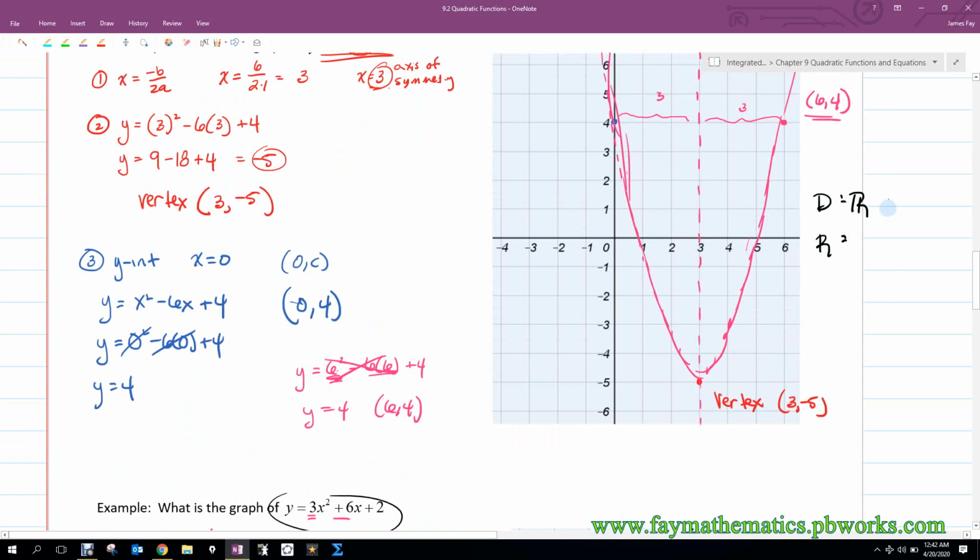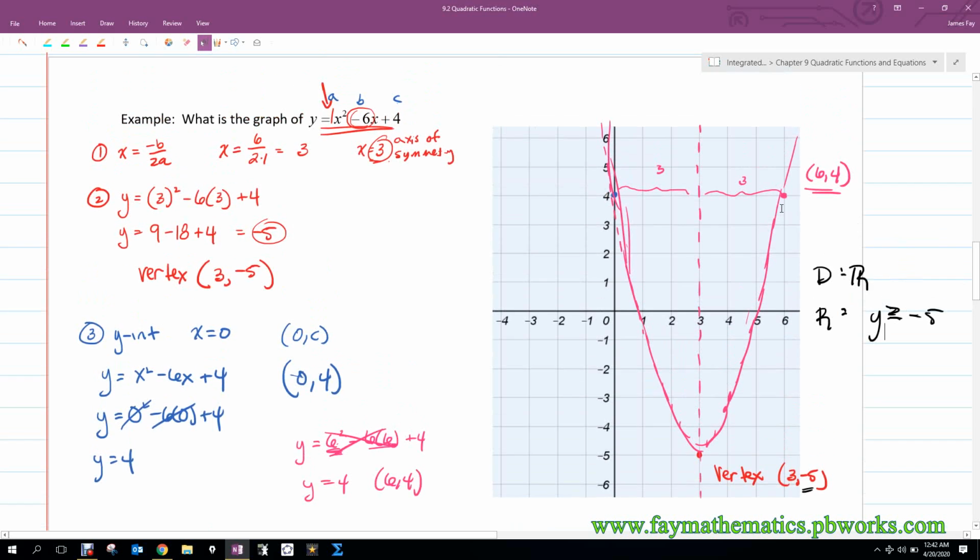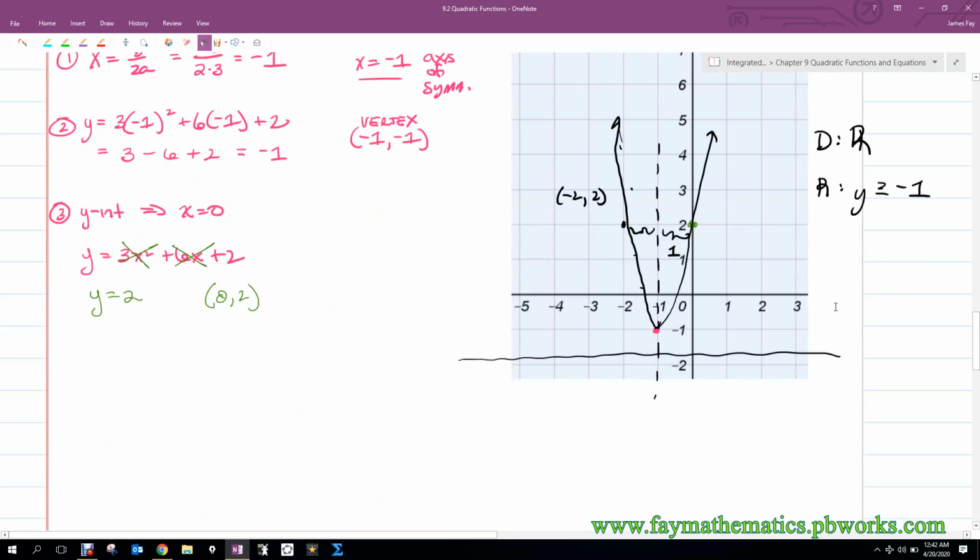And my range is my y value. First y value I see is negative 5. And all the other y values are greater than or equal to that. Something you can think about is if it's concave up, to figure out your range, it's going to be y is greater than or equal to always, and then it's the y-coordinate of your vertex. So concave up, you write that first, and then the y-coordinate of your vertex. Does that match this?